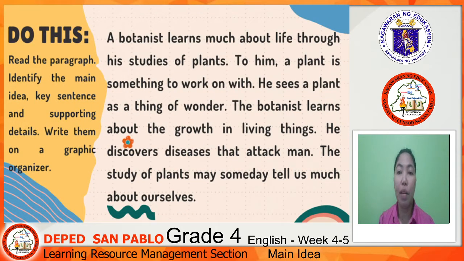Do this: read the paragraph, identify the main idea, key sentence, and supporting details. Write them on a graphic organizer. So the paragraph is, a botanist learns much about life through his studies of plants. To him, a plant is something to work on with. He sees a plant as a thing of wonder. The botanist learns about the growth in living things. He discovers diseases that attack man. The study of plants may someday tell us much about ourselves.